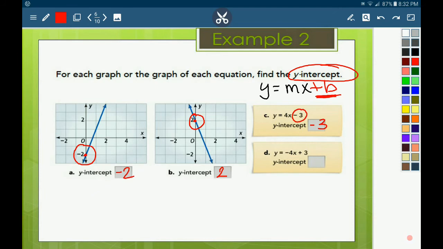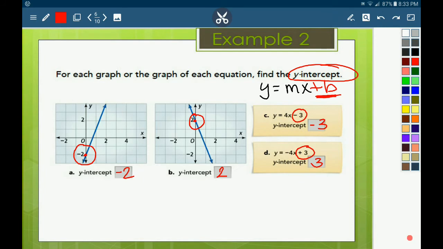We can do the same thing in part D. Again, locate the number that does not have the x attached to it. So here, the number that doesn't have the x multiplying it is +3. So my y-intercept is +3.